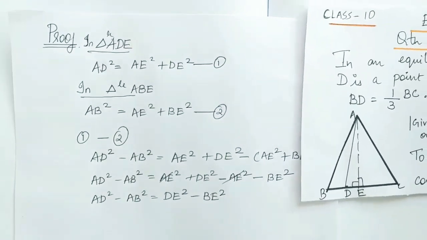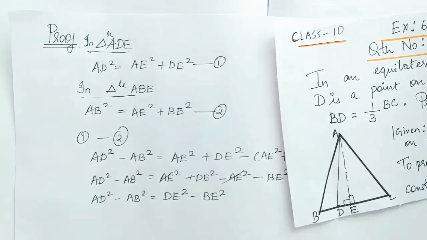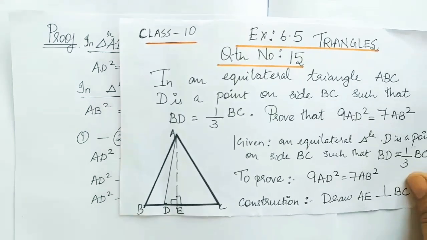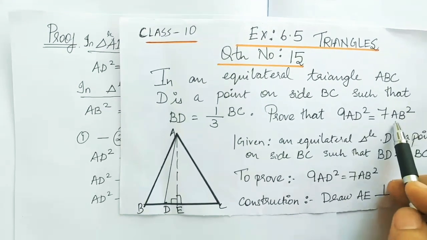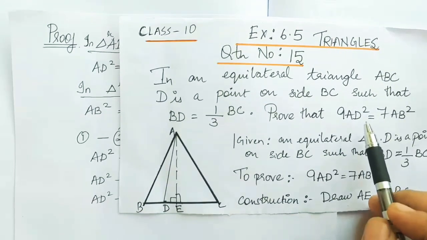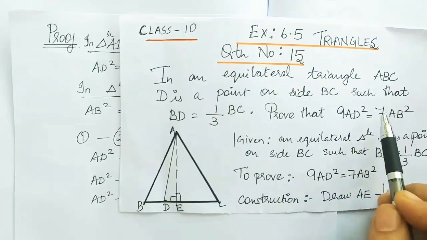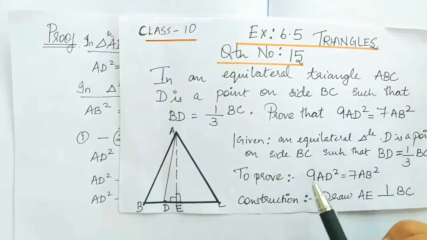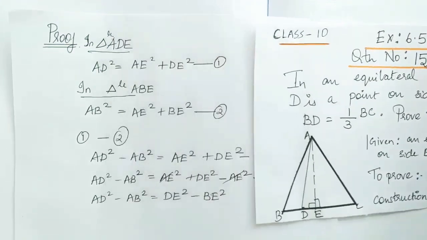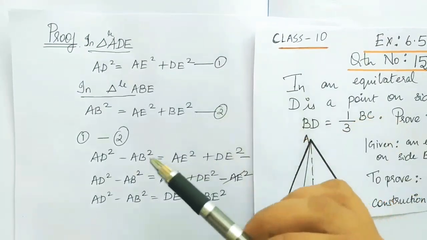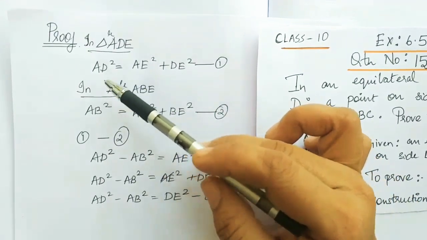So just look at the question here. What you have to prove here is 9AD square is equal to 7AB square. The AD square and AB square are on either side of the equation. That means they are not on the same side, hence they should not be added. See, if this AB square comes to this side, it will be 9AD square minus 7AB square. So let us subtract equation 1 minus equation 2.